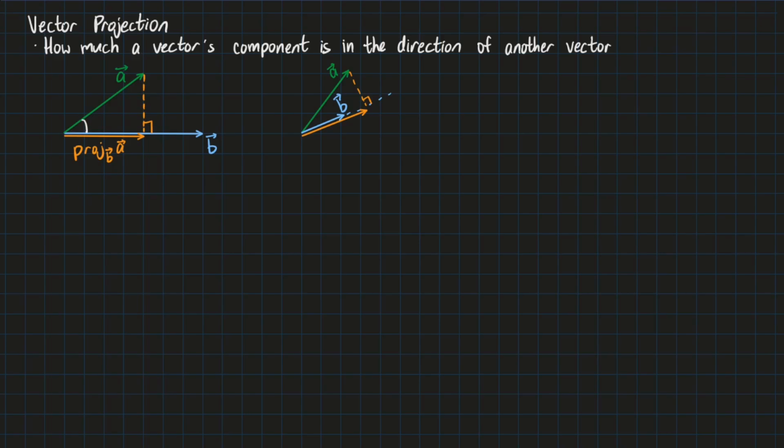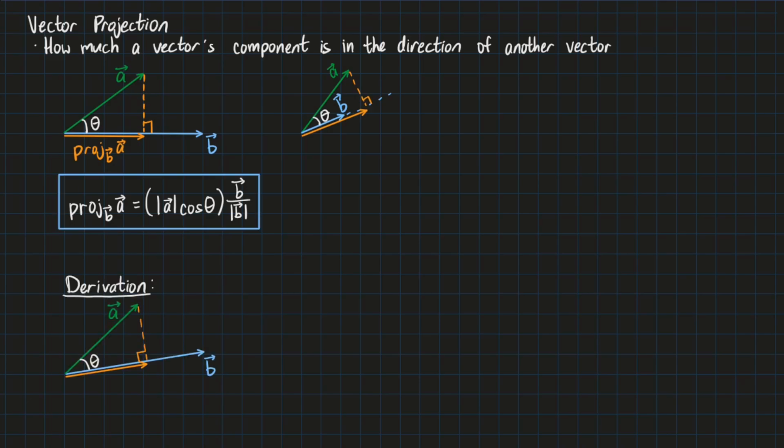And then again, theta is the angle between both the vectors. So the projection formula is as follows. The projection of vector A onto vector B equals the magnitude of vector A times the cosine of theta times vector B divided by the magnitude of vector B. If you want to know how the formula was derived, I will go ahead and show you right now.